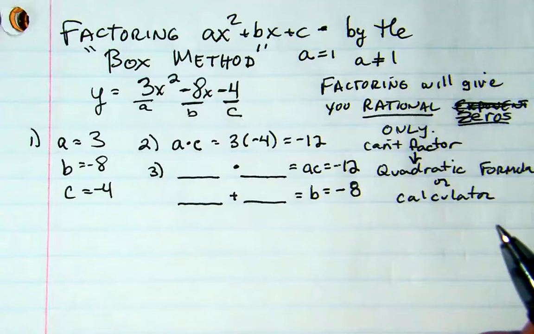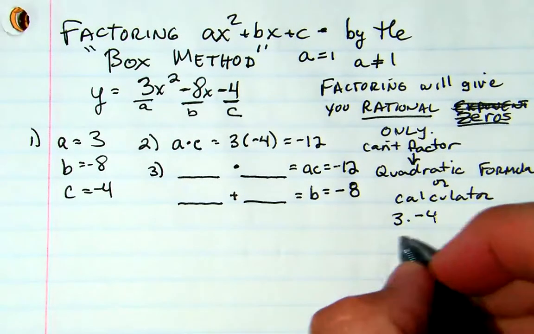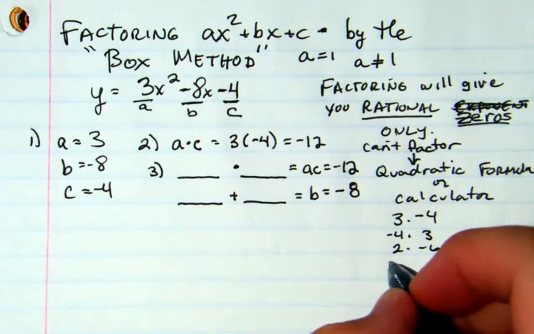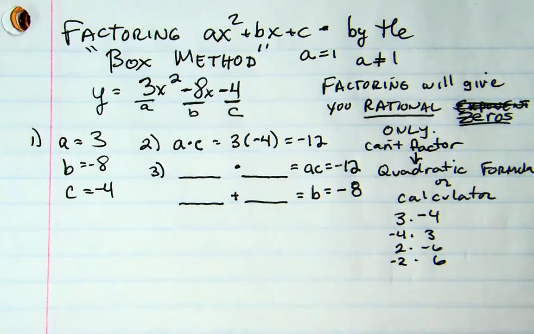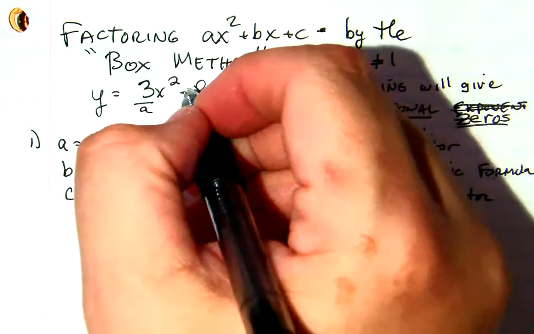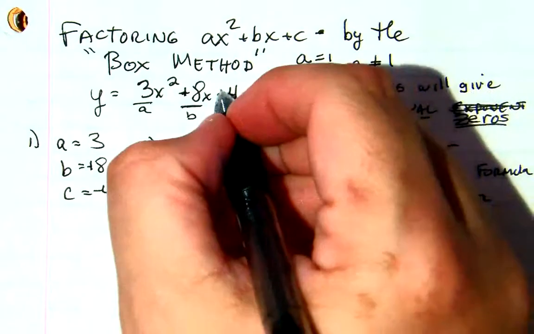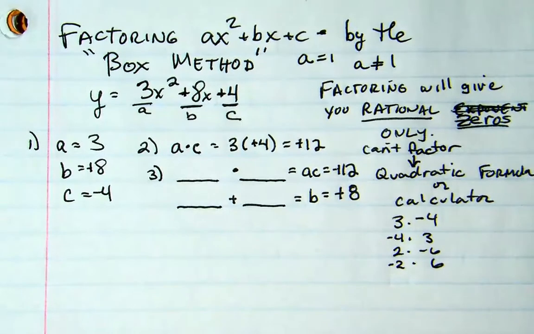In this case, you get 3 times -4, -4 times 3, 2 times -6, -2 times 6. And in this case, we're not getting any type of luck out of this. So I'm going to cheat a little bit, and I'm going to say this is actually +8, that's a +8, that's a +8. I'm going to say that's a +4, that's a +12, that's a plus, that's a plus, because then it'll work out really good.